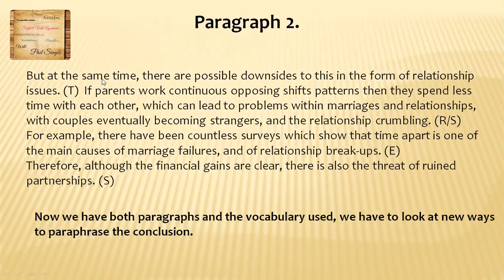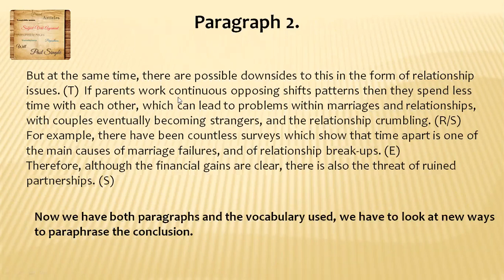Paragraph 2. But at the same time, so I'm using a contrast introduction. There are possible downsides to this in the form of relationship issues. Again, possible. We're not saying that if you work shifts and your partner works a different shift, that it's going to happen. Remember, in your essays, if you're not sure that this thing will happen, always cast doubt. Possible, maybe, probable. Use these words to say that these things could happen, not they will happen.